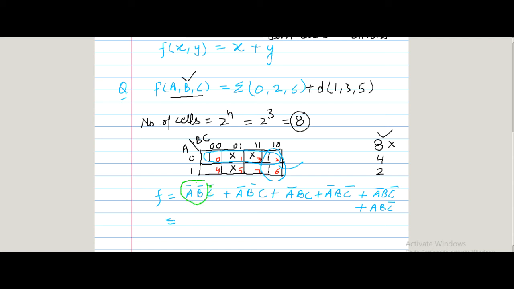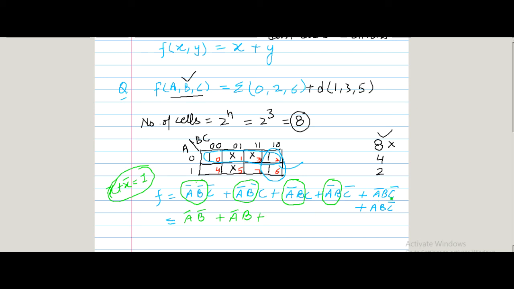This is the rule. So we have this common A complement B complement, plus in these two statements we have the common A complement B. So we have A complement B, plus in these two statements we have BC complement common here. So we will write BC complement, and in brackets we will have A complement plus A, and A plus A complement will be 1. So there is no need to write that, but in your exam you can write it.